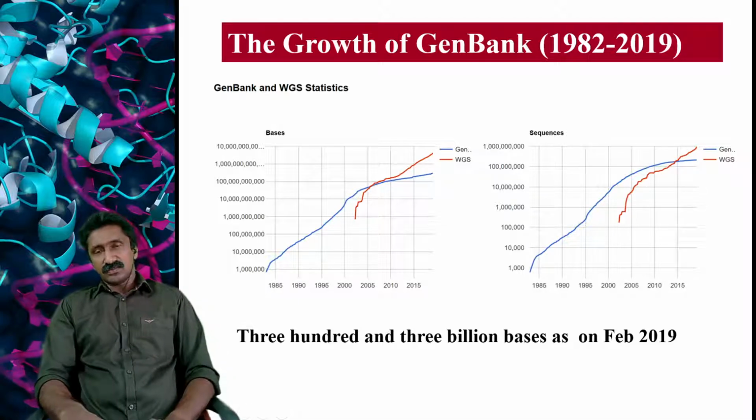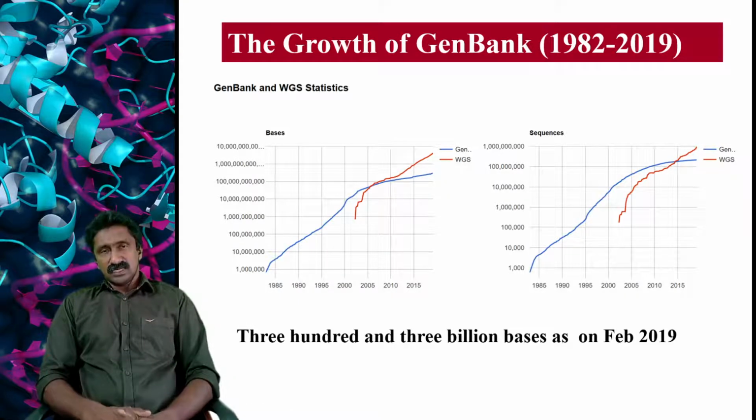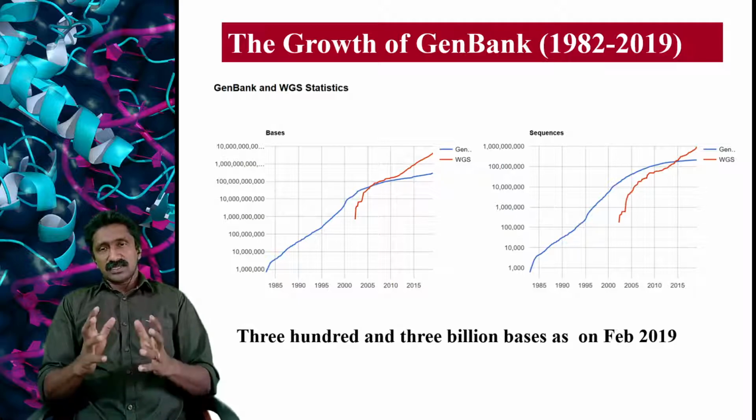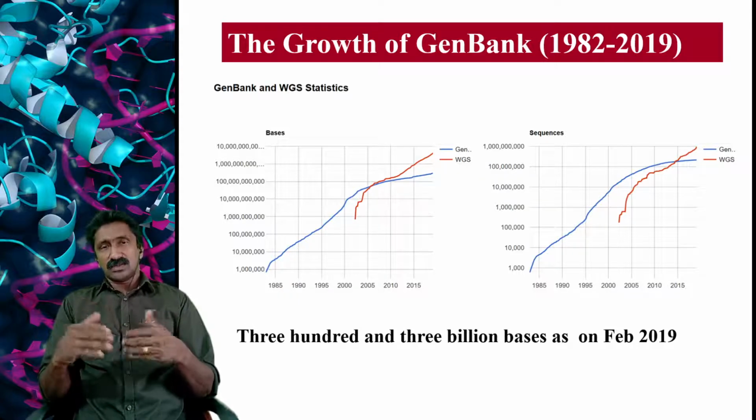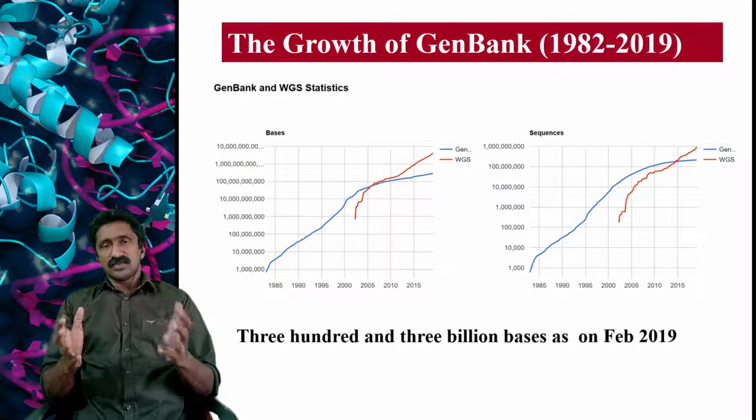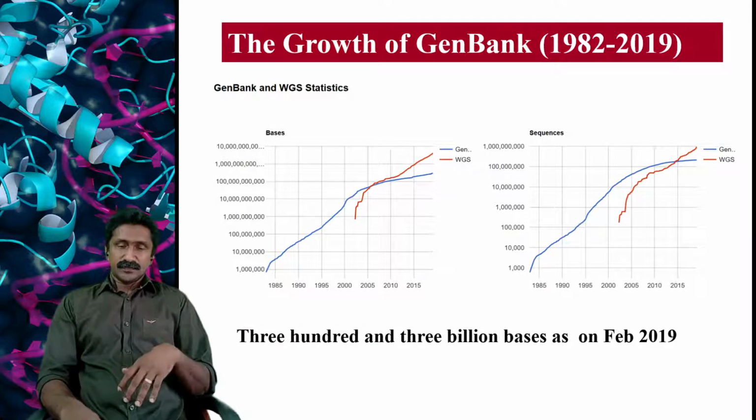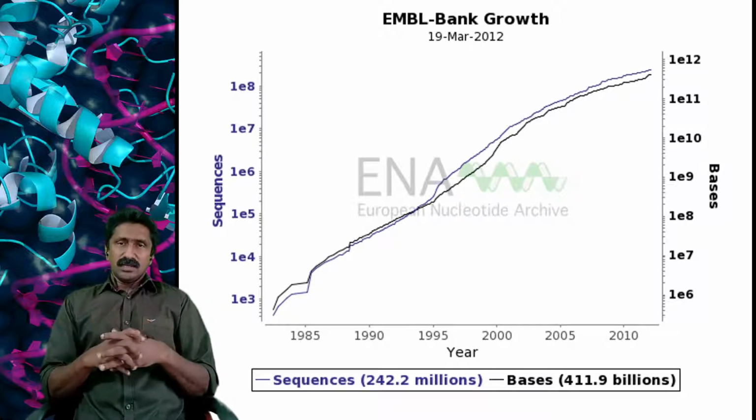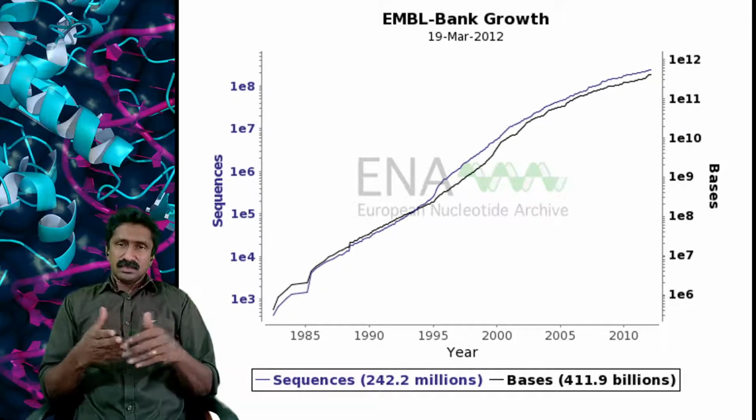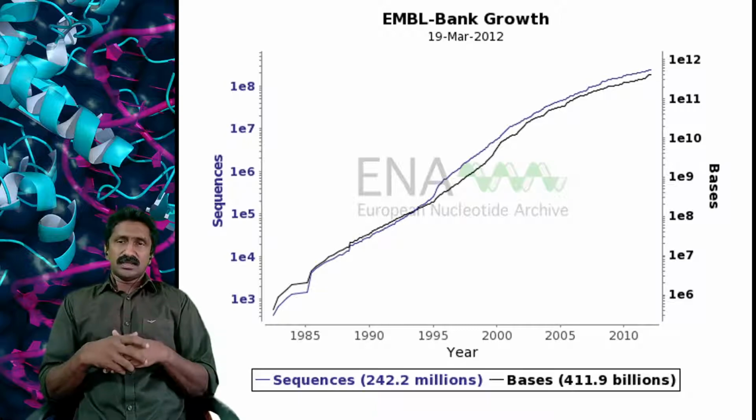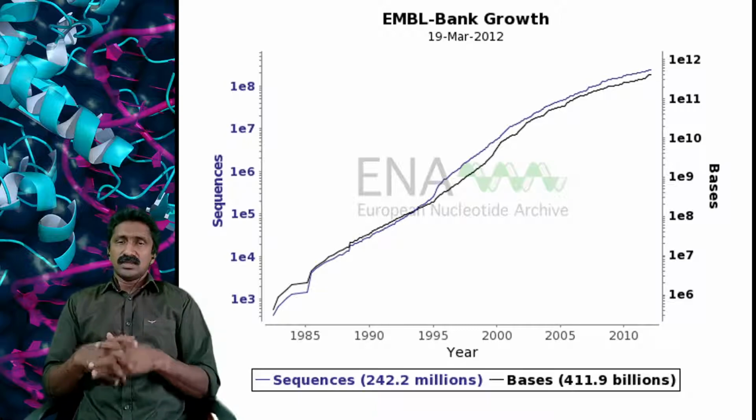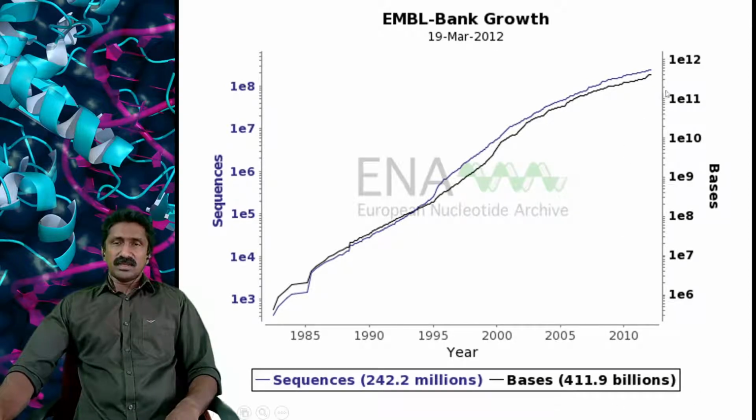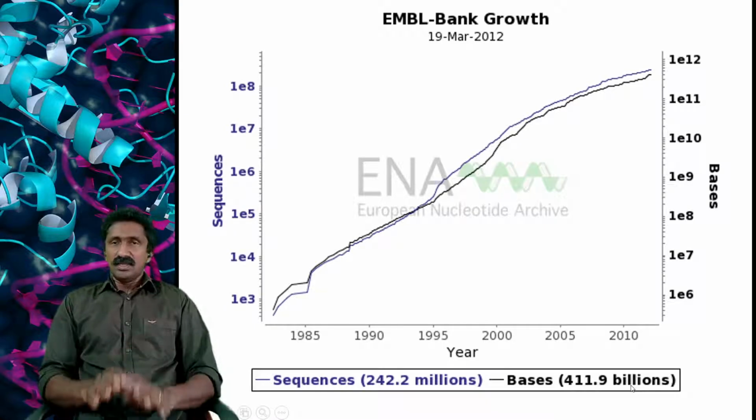It's a graph taken from the NCBI site, and this statistic shows you the exponential increase of the size of the database during this period. This is the EMBL growth. There also we can see an exponential increase in the number of bases. For example, here by 2012, they have about 411.9 billion base pairs of sequences submitted.